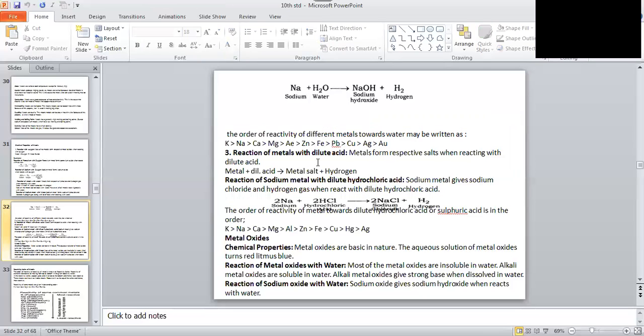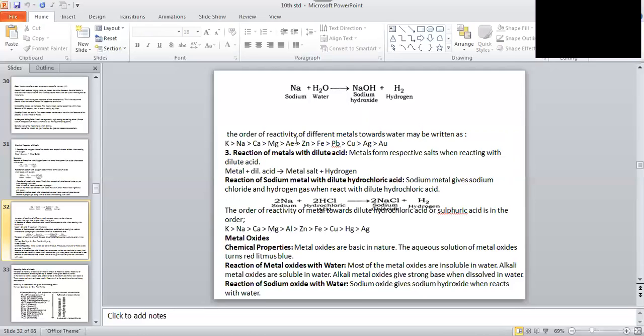Then reaction with dilute acid. We know acids are dilute and concentrated. Here the example of dilute acid is taken. So metal reacts with dilute acid to give metal salt and hydrogen. Here is one example taken. This is sodium metal. Two atoms of sodium metal are taken. It reacts with HCl, that is hydrochloric acid, and gives metal salt, that is sodium chloride, and hydrogen gas.